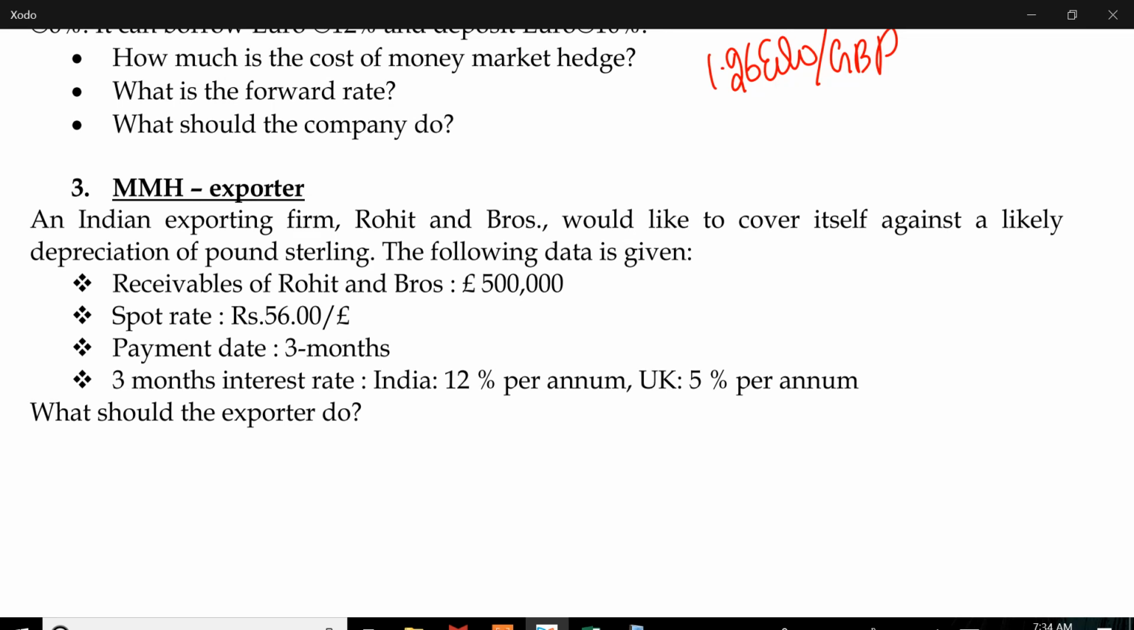If there's no view, go ahead and take an MMH. There's no point in keeping it open. If you have a view, then it all depends on what is the expectation. You believe more than 1.2561, keep it open. Less than 1.2561, go ahead and take it. Any doubts on this? Clear? Can we proceed? Let's move to question 3. Go through the question.